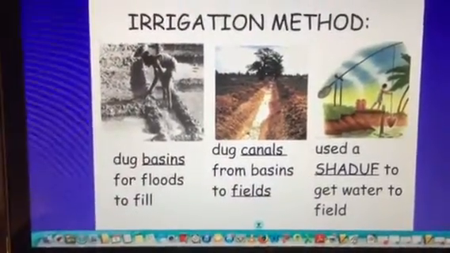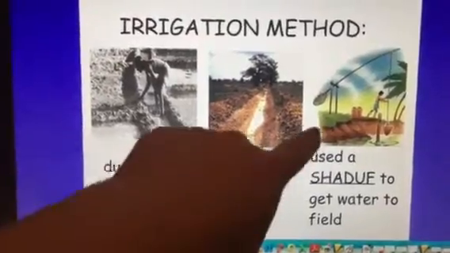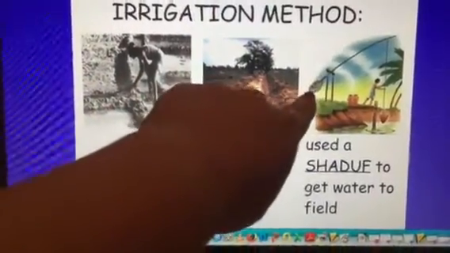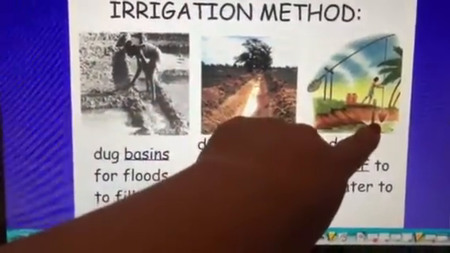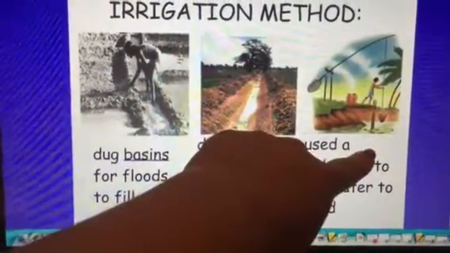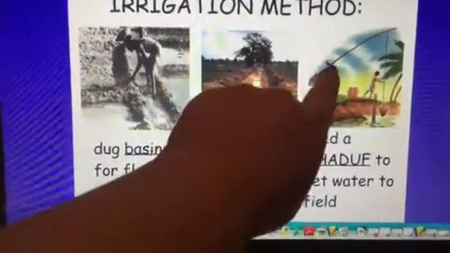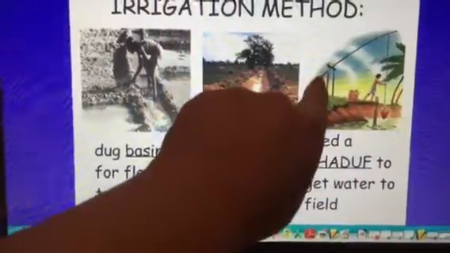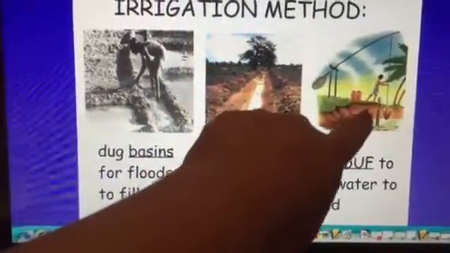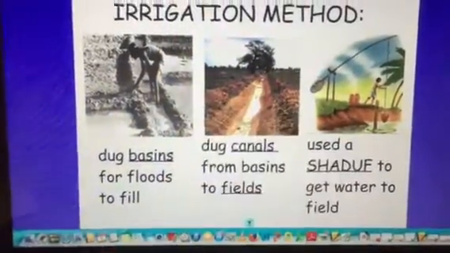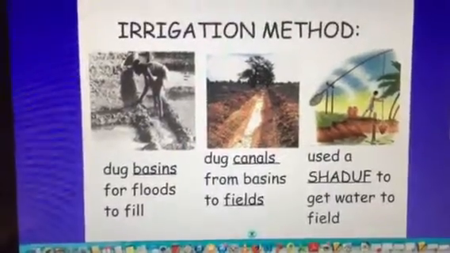But the shadoof was used to get water out of the Nile River. This end was weighted, and this is the end that has a basket in it. So they pull the lever down, because this is on a lever. They pull the lever down, and then they let the weight pull the water back up. And then they'll put it in these little cans here and carry them back to where they need them.